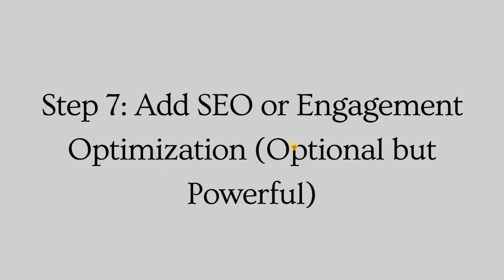Then you can add SEO or engagement optimization. This is optional. Now, if you don't know what SEO is, it's basically short for search engine optimization. You want your content to be found if it's being searched for on different search engines like Google, Bing, DuckDuckGo, Yahoo, etc. So if you're writing online content, optimize it for visibility.